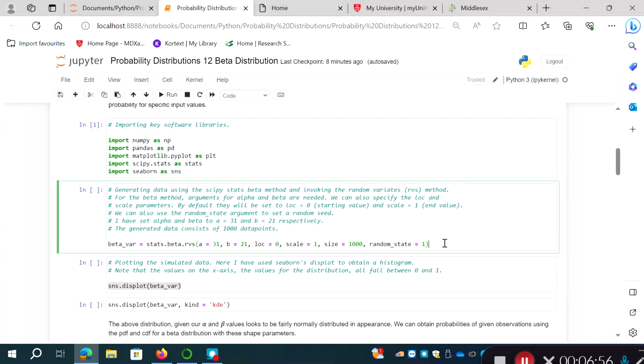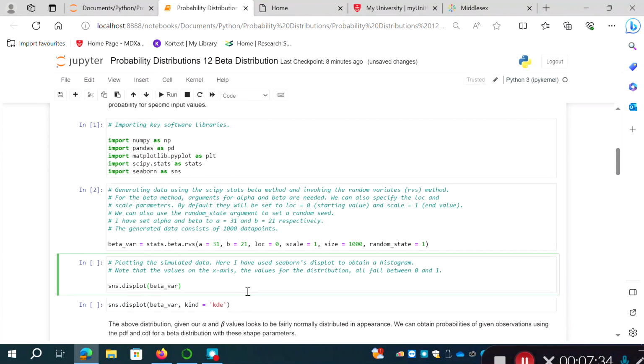So I've set alpha to 31 and beta to 21. I've just used arbitrary numbers, really. So the locus scale are 0 and 1. They're the start and end points of our scale, and that's for 1,000 data points. So we've now got this object called beta_var, my beta variable, and it consists of 1,000 data points, and the distribution of that variable follows a beta distribution with the shape parameters alpha equal to 31 and beta equal to 21.